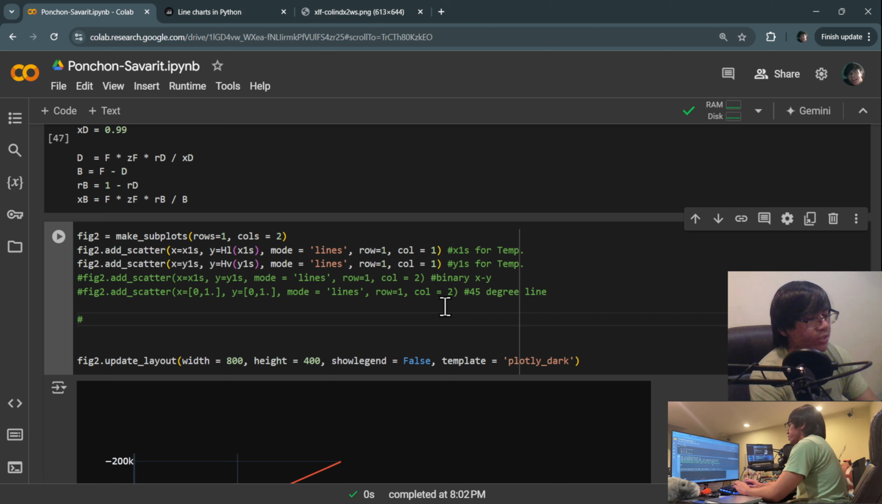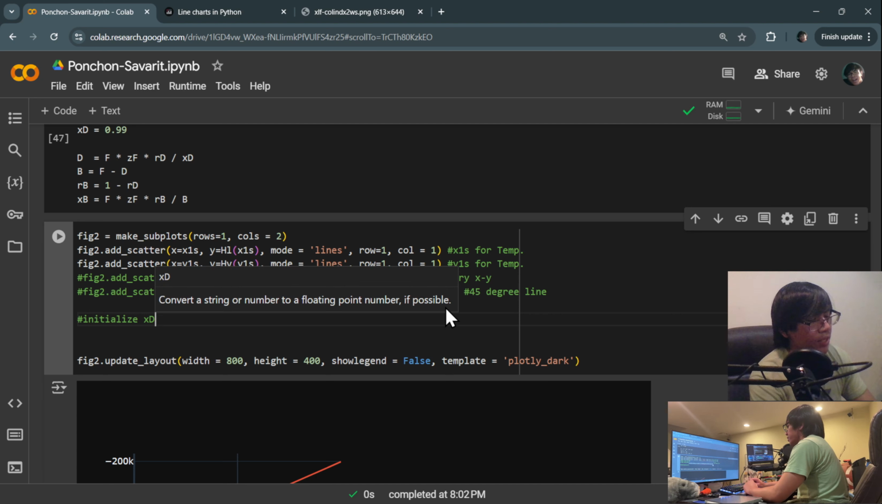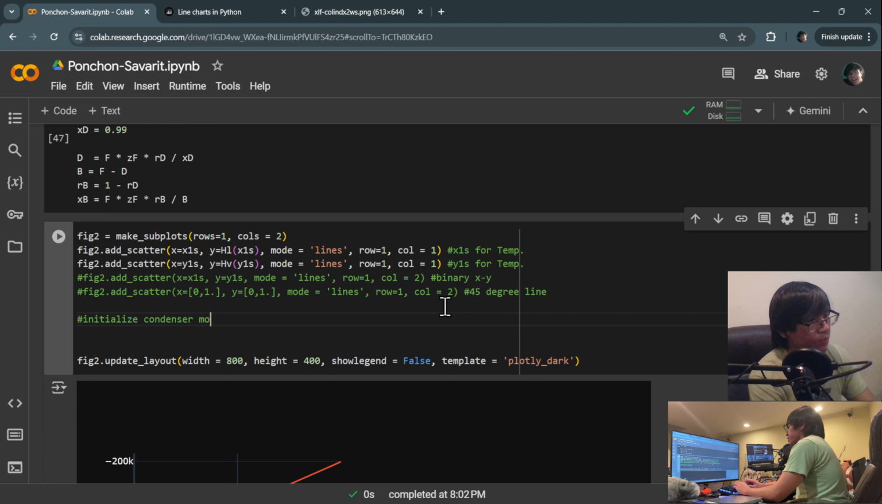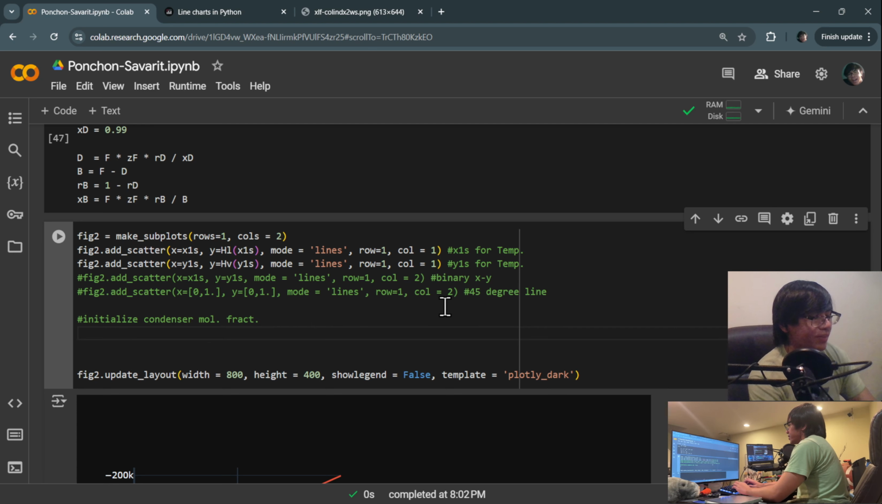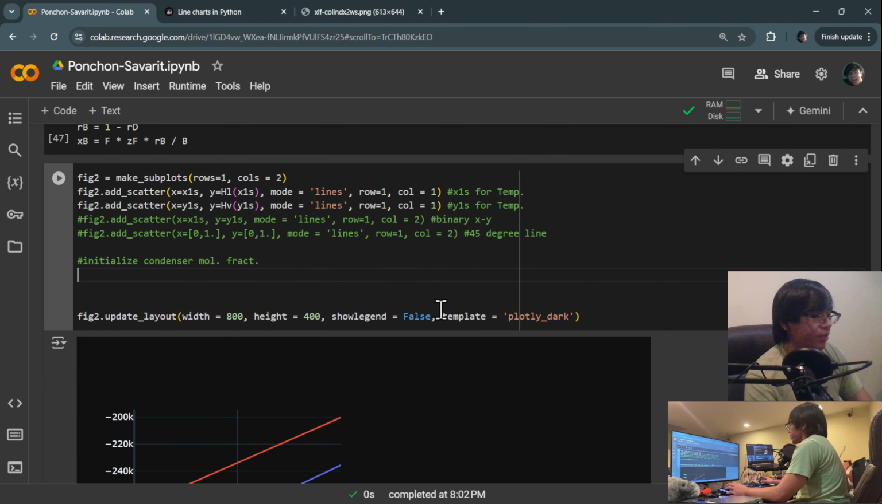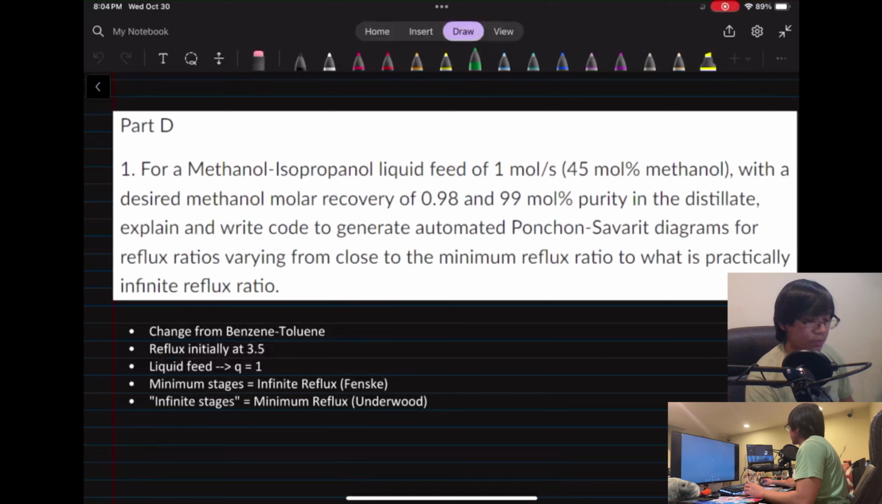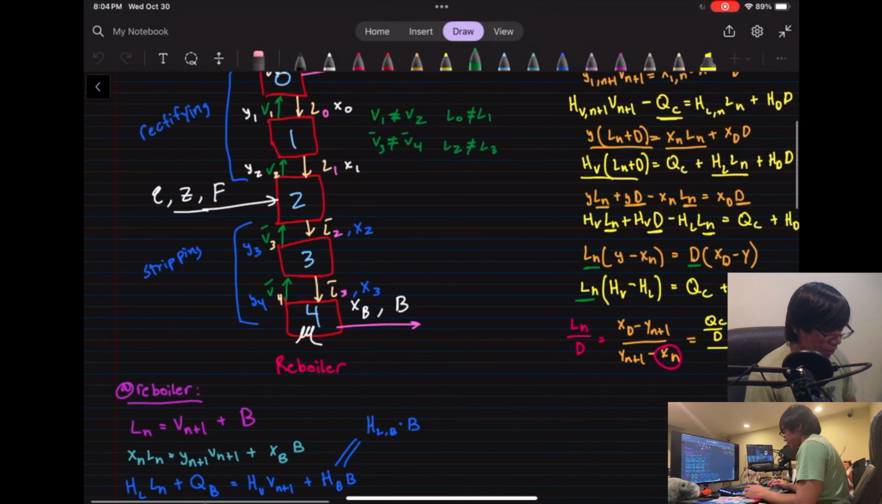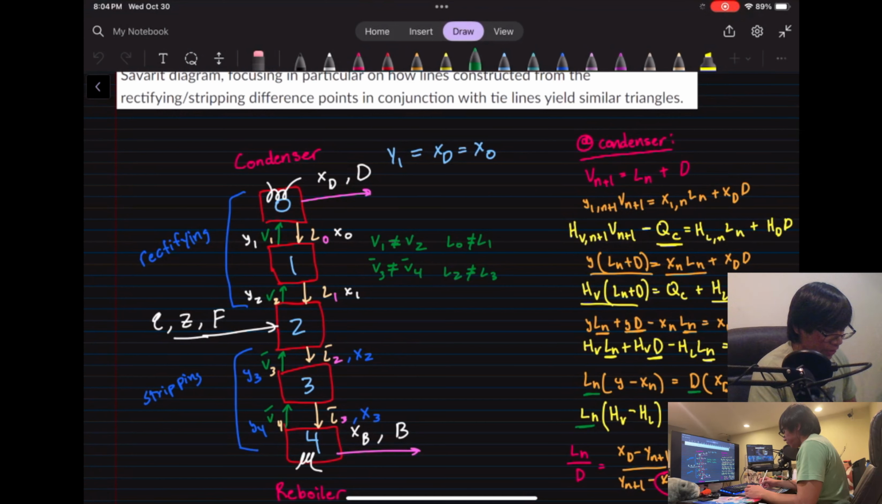So I guess we initialize. So starting from the condenser, we work our way down. So initialize at the condenser that liquid mole fraction. So maybe condenser works. Condenser mole frac. Okay. So we're gonna define our vapor mole fraction. Remember our condenser. I can just go back to this real quick. So right here, we defined our starting point right here.